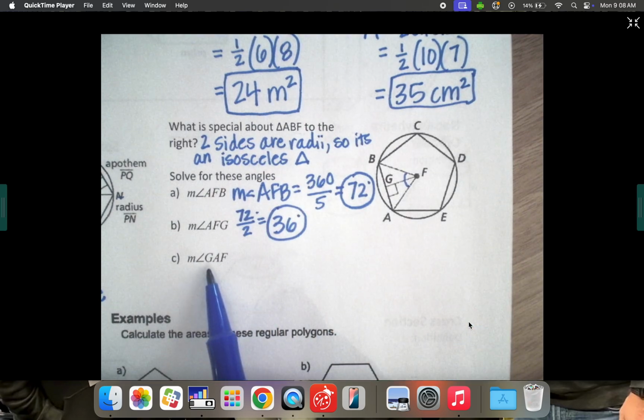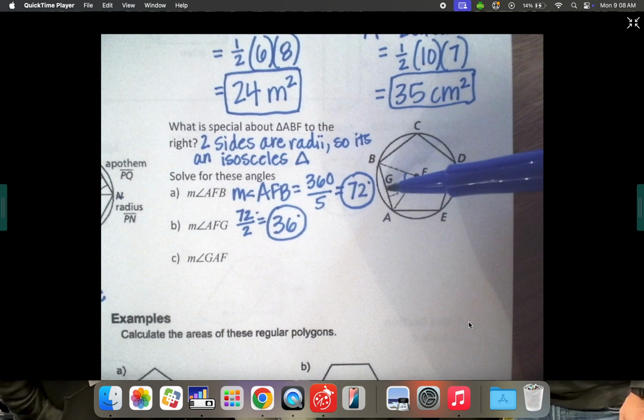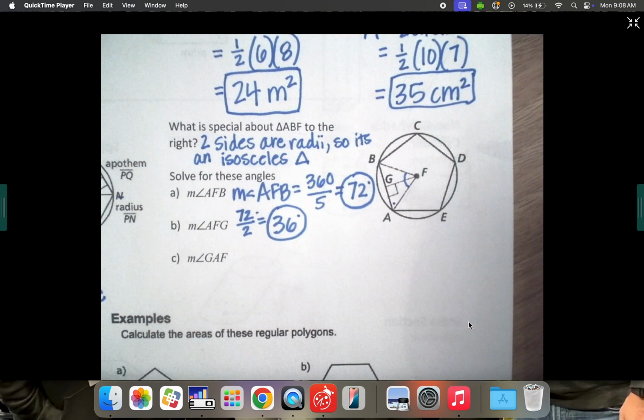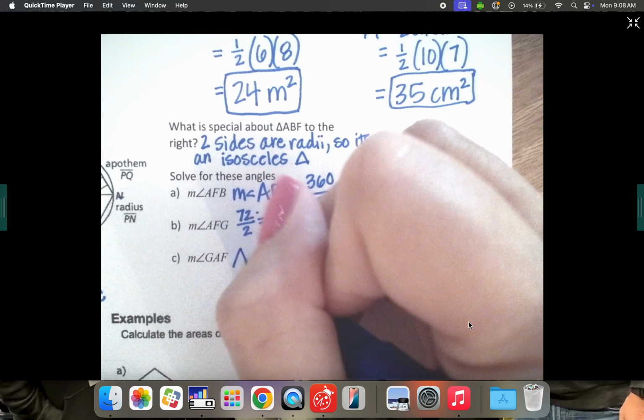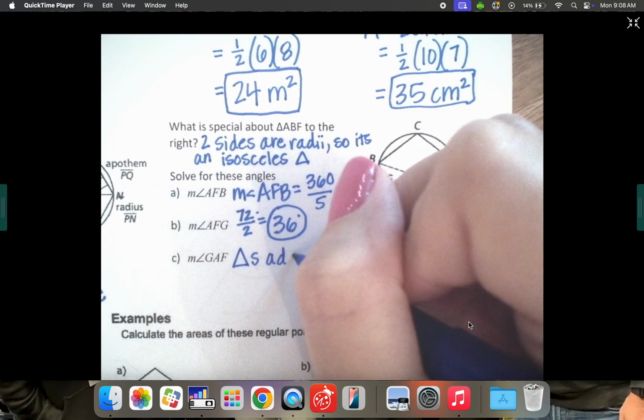Okay, and then that leaves us with the measure of angle GAF. G to A to F. So we're talking about this one. This one is a little bit trickier, but I know you guys can figure this out. Let me just give you this quick review. Triangles add up to 180.